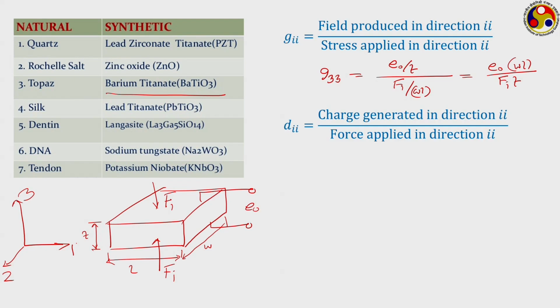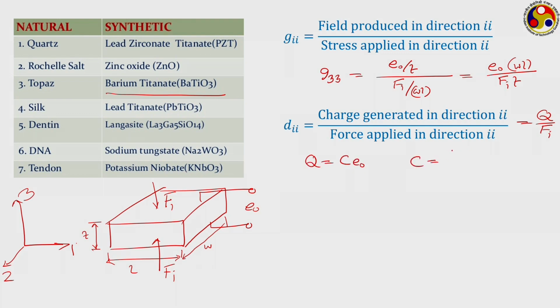The second one is the D parameter. D refers to the charge that has been generated in that direction divided by the force applied in that direction. Let us say Q is the charge that got generated in the 3 direction and we are applying a force Fi in this. So, D33 refers to Q by Fi. Now, how can we relate this charge Q to this potential E naught? If we assume this to be like a capacitor where the two opposing faces behave like the two plates of the capacitor and the portion in between like a dielectric medium, then the charge Q can be related to C into E naught, C being the corresponding capacitance. And what is C?